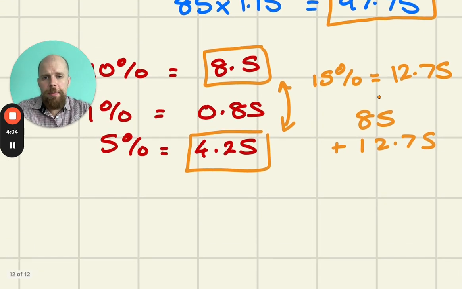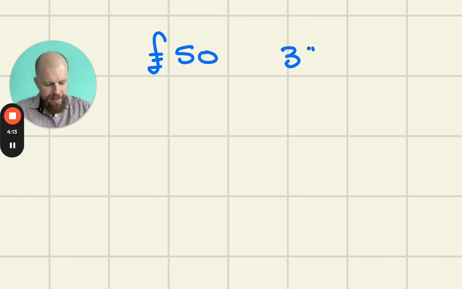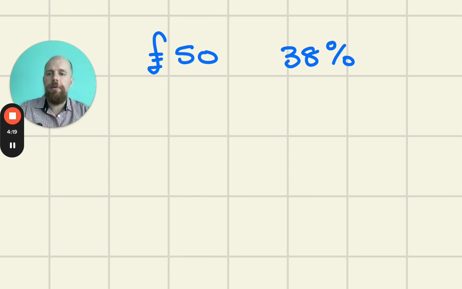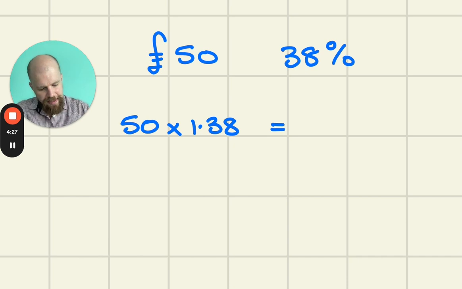Let's have one final example, this time where we're doing a little bit more complicated. Let's take £50, and we're going to increase by 38%. With a calculator, 38% increase, 1.38. So I do 50 times 1.38. I get my calculator, 50 times 1.38 is £69.